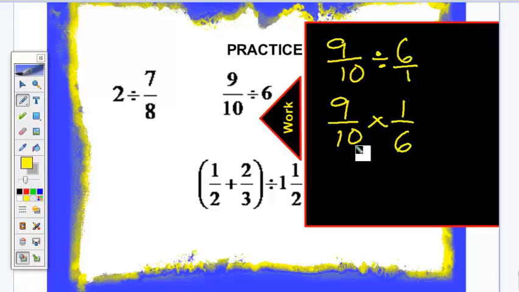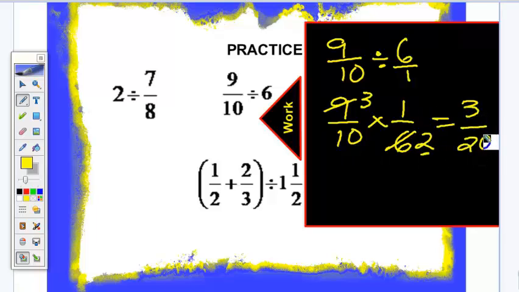And then the next step would be to simplify anything if we can. Now 9 and 6, their GCF will be 3. So 9 cancels and turns into a 3, and 6 cancels and turns into a 2. And now we can multiply. 3 times 1 is 3. 10 times 2 is 20. And here's our answer, 3 over 20. There's no need to reduce because we already did it here.